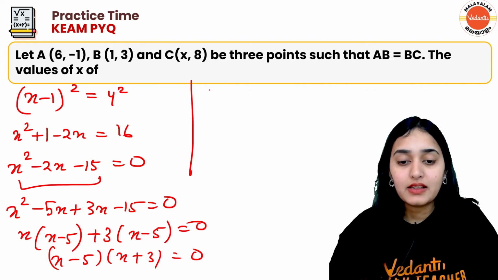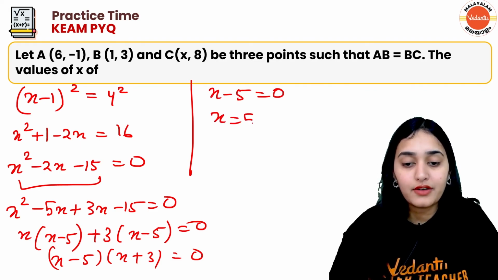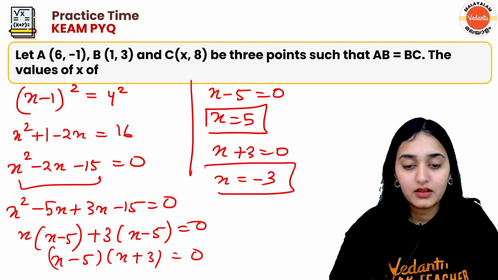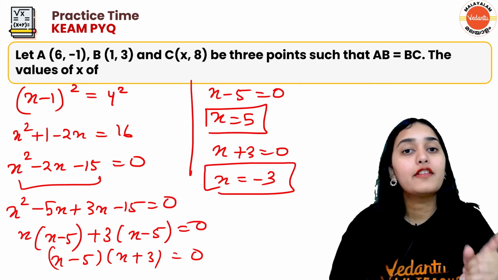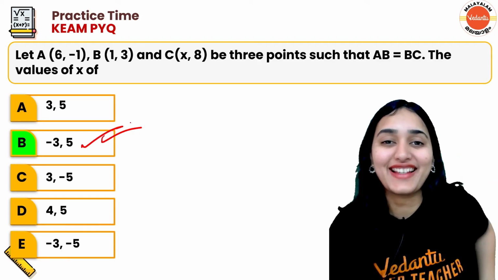So that means x minus 5 is 0. So x is equal to 5 and x plus 3 is 0. So x is equal to minus 3. So my answer will be minus 3 or 5. Minus 3 or 5. That's your answer.